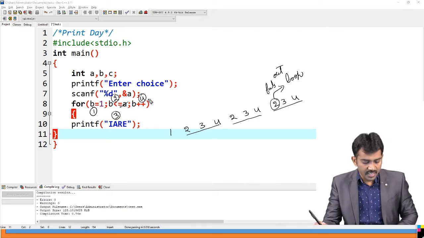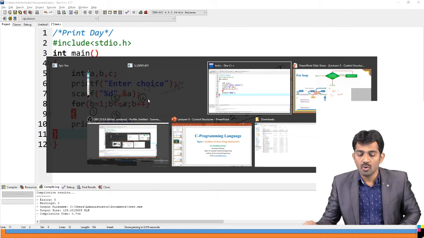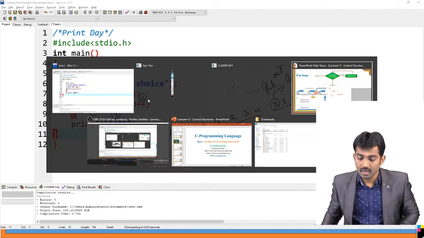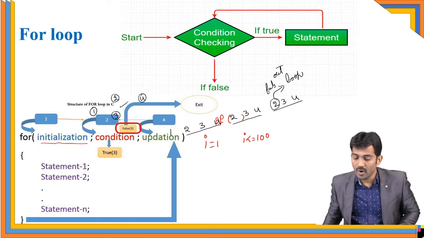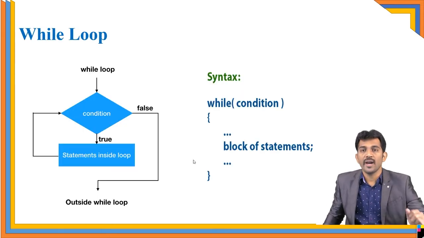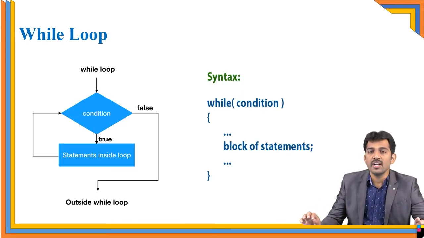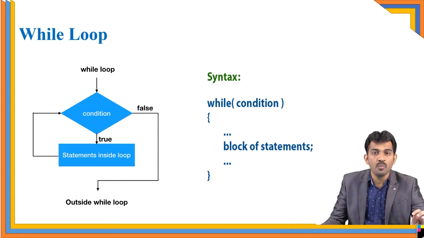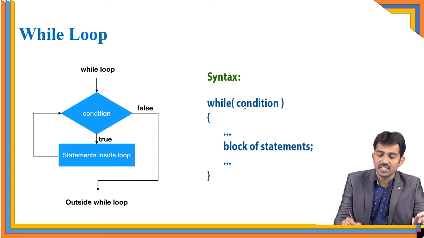Right? The second part of the code is the while loop. The while loop is somewhat different from the for loop. In the for loop, in the same statement you include initialization, condition, and increment, decrement. But in the while loop, we check only the condition. See, this is the syntax. We are going to put only the condition here.